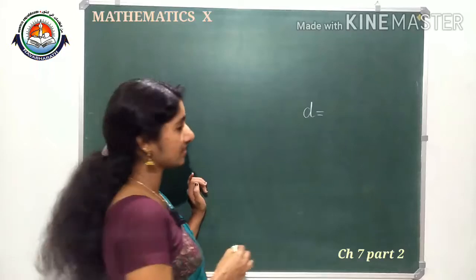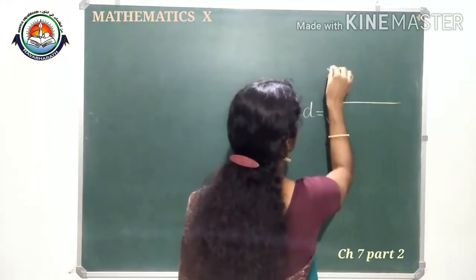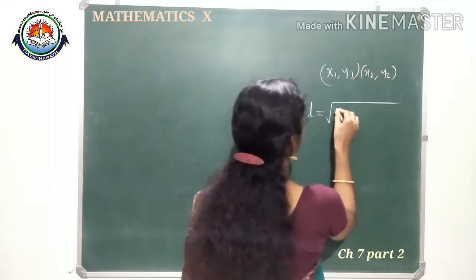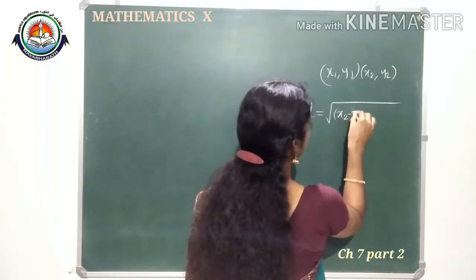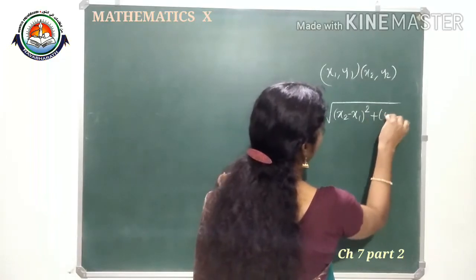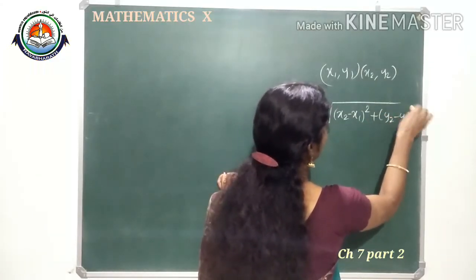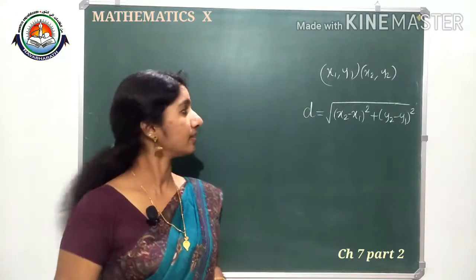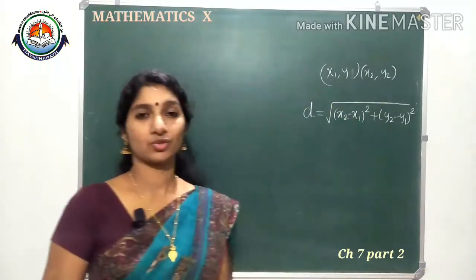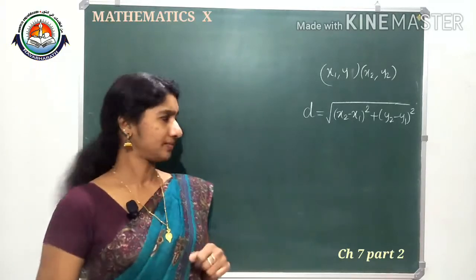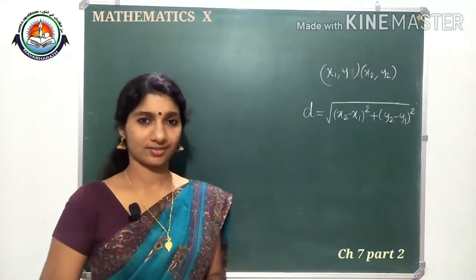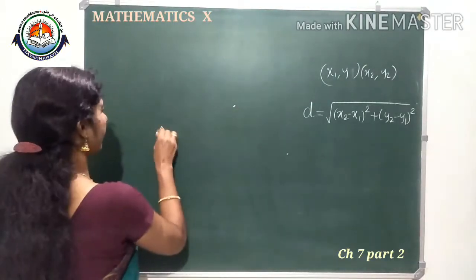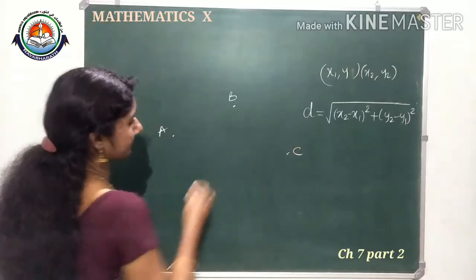The distance formula D is equal to, for two points (x1, y1) and (x2, y2), the square root of (x2 minus x1) whole square plus (y2 minus y1) whole square. Okay, two points are given, (x1, y1) and (x2, y2). Then, see, we have 3 points. 3 points are given: A, B, C.